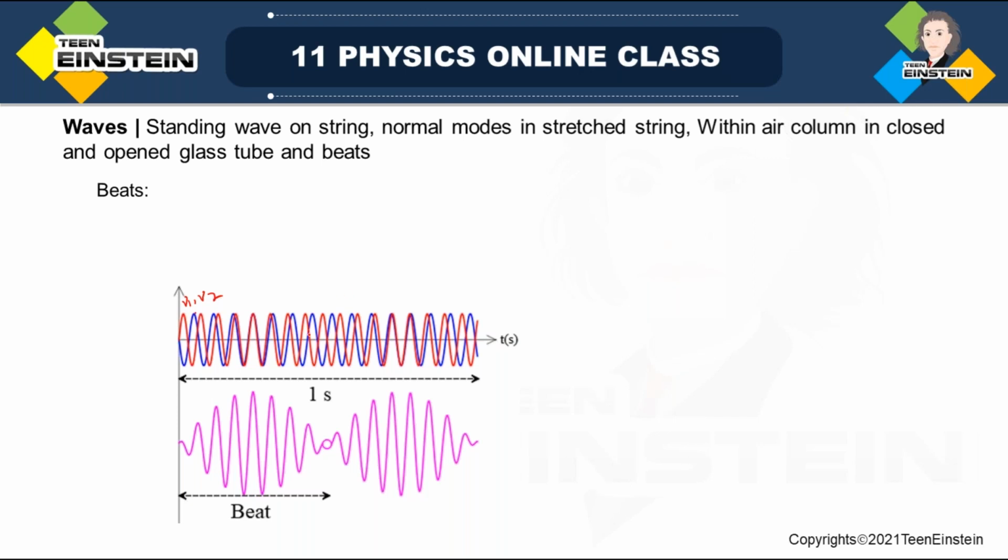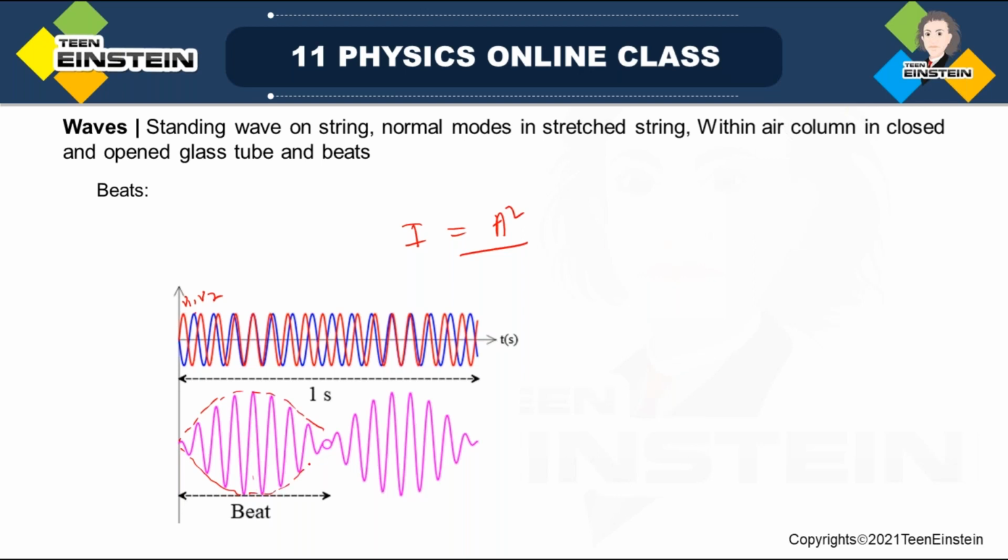And in this process, if they superpose each other, then what happens? The intensity of the resultant wave, that means the amplitude of the resultant wave. Intensity means what? Amplitude square. That means the amplitude of the resultant wave will actually rise or fall. See, this is the point where the amplitude is rising.